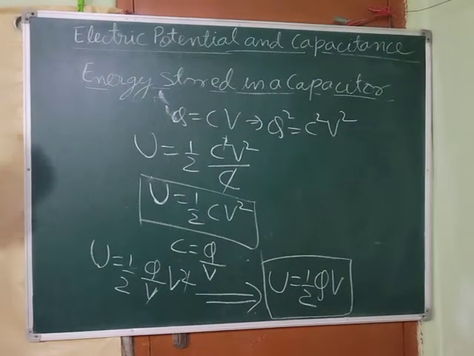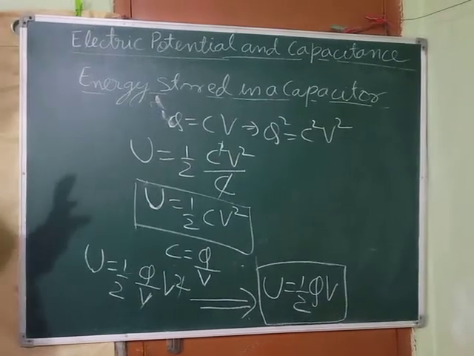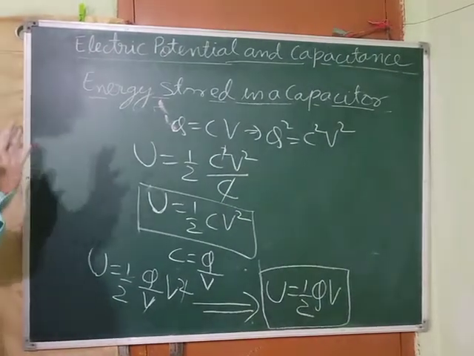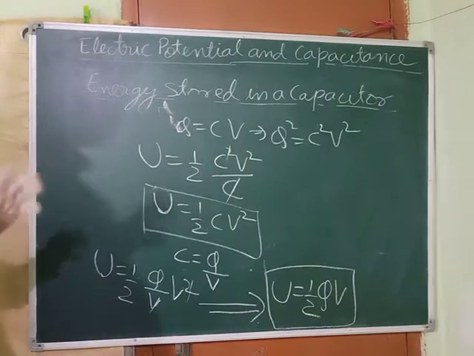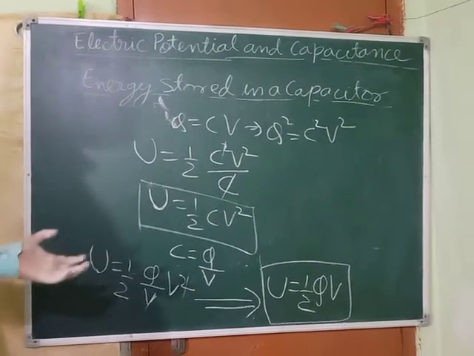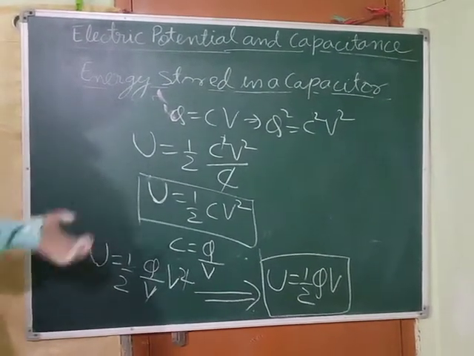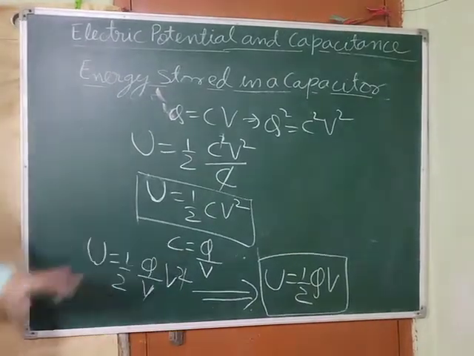So we got all three formulae for electrostatic potential energy, which is stored inside the capacitor of capacitance C, when charge Q is stored on that, and the potential difference between its plates is V.